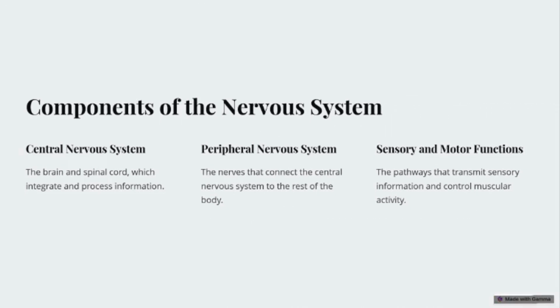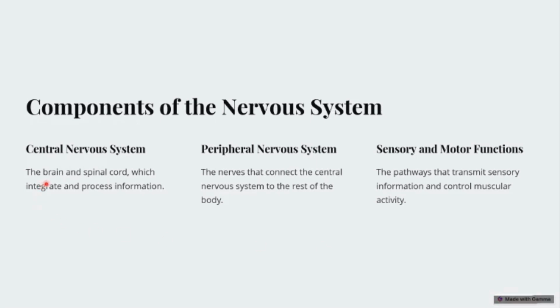So the nervous system is divided into two main components, the central and the peripheral. We'll discuss the sensory and motor in an upcoming slide. The central nervous system consists of the brain and the spinal cord, while the peripheral nervous system includes all the nerves that branch out from the central nervous system to the rest of the body. These two systems work together to maintain communication throughout the body.